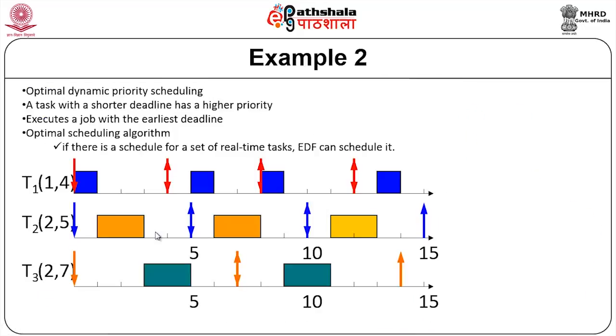This is example 2, where we have 1, 4 and 2, 5 and 2, 7 as the tasks. Looking at these deadlines, these are the 3 things we have. This one is at the earlier stage, so it has been scheduled, the next is scheduled by this, and this will be scheduled next. So this is scheduled first, this next, and this this way.